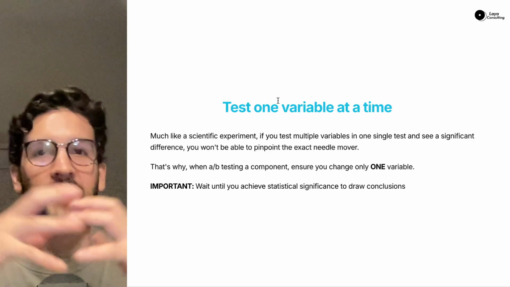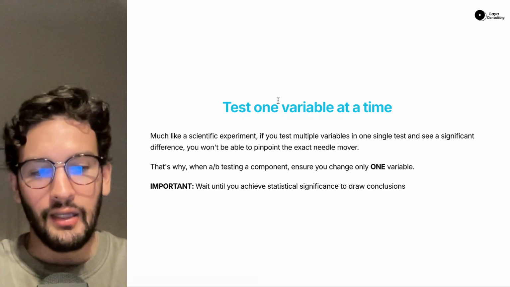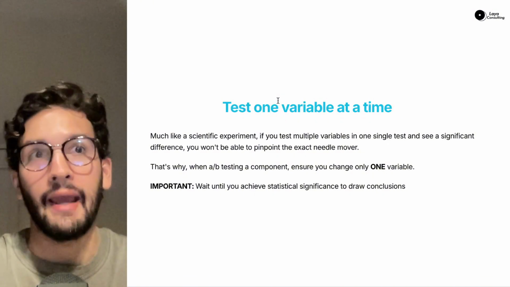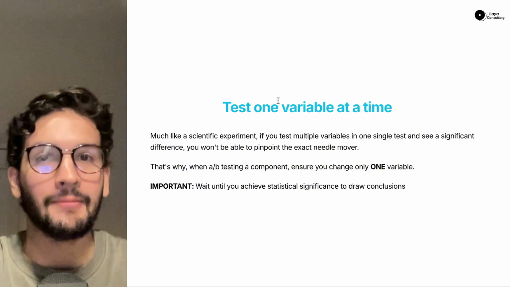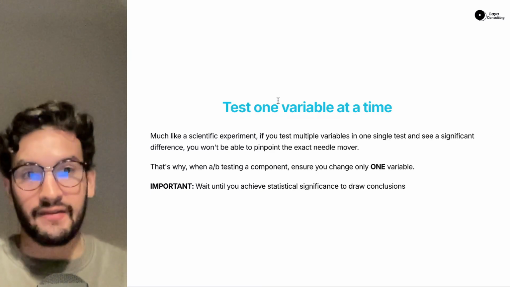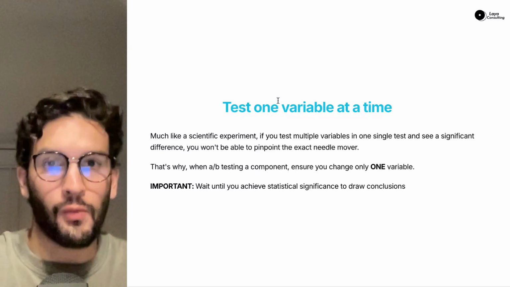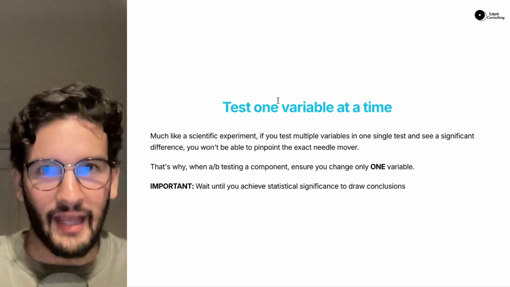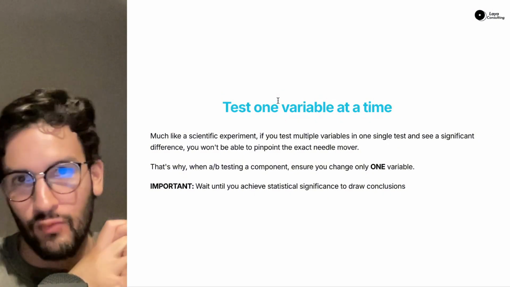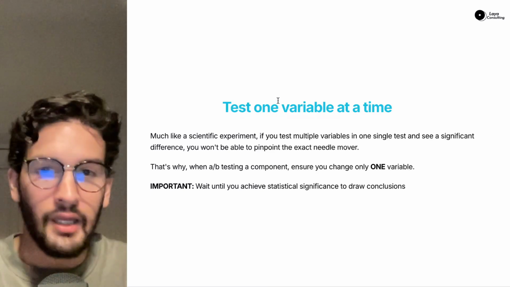For example, if you're testing a pop-up and you want to A/B test it, you shouldn't change, for example, the offer and the triggers at the same time for the A/B test. You should always test the offer first, for example. A/B test two offers simultaneously, see which one works the best, and then you can A/B test the triggers, right? Essentially, don't test multiple things at the same time, okay? Important.